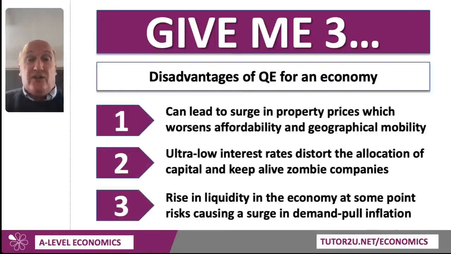Okay, so one is QE can lead to a surge in property prices. It does, by the way. A lot of the lending has gone into mortgage lending, particularly things like buy to let. And there's some strong evidence that QE has increased both property and share prices by quite a bit. Share prices going up in theory is not a problem, but property prices, yes, it's good for your wealth if you own a house, but clearly has a damaging effect on affordability and, linked to that, geographic mobility because the cost of renting has gone up as well.